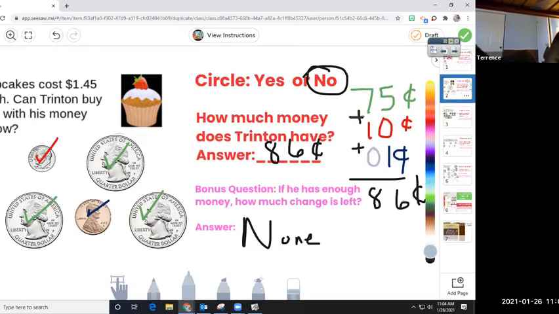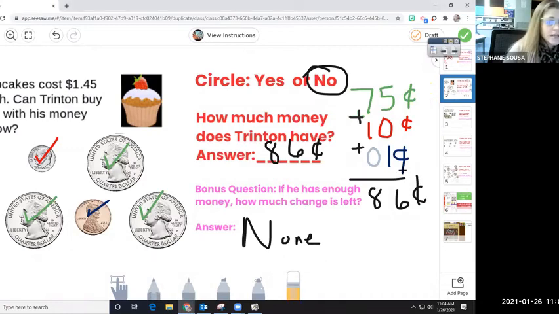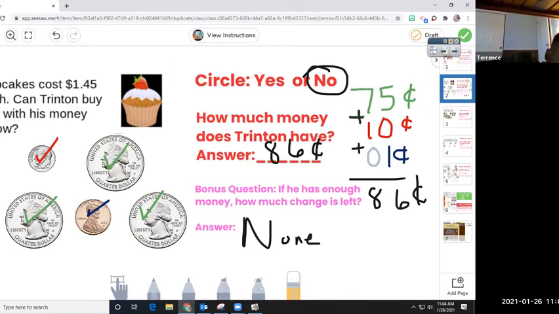So, is that a cent sign by the 1? It is. It's just got a super long stick. There you go. Oh, sorry. All right. Anything else?